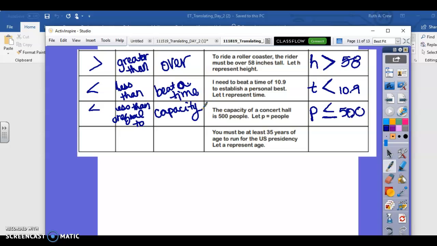And here's the last one I'm going to go over with you today. You must be at least 35 years old to run for the U.S. presidency. Let A represent age. So here's the age that a person can be. And here's the rule, 35. So if their age must be at least 35, that means they could be 35. And if that's the least amount, we need this to be bigger than or equal to 35. So when we name this, this is greater than or equal to. And the way that I could figure that out from the keywords is it says at least.